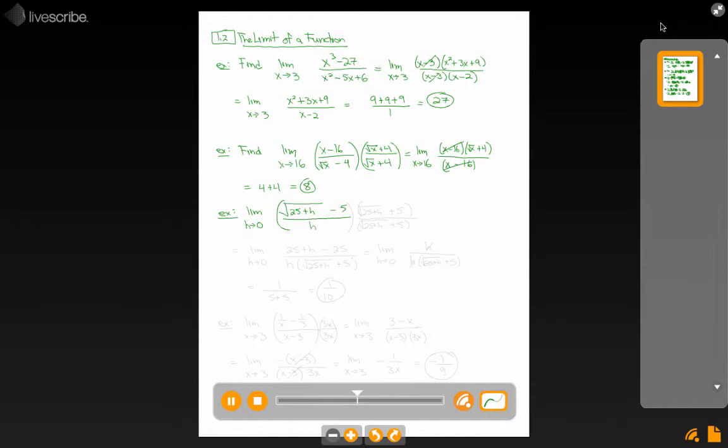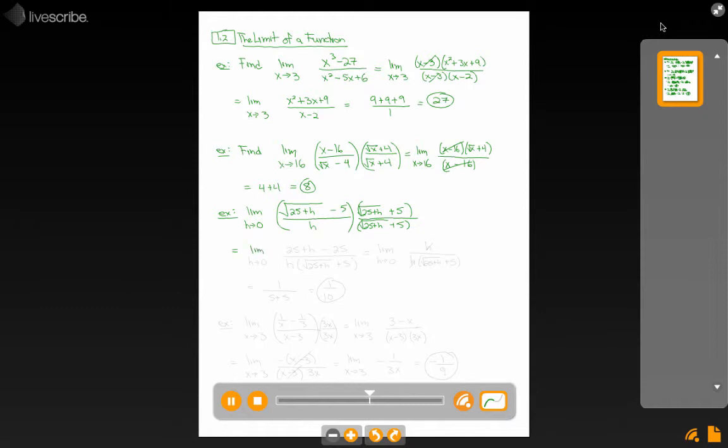Along kind of similar lines, we have in this case (square root of 25 plus h, minus 5) over h as h approaches 0. Can't just put in 0 because we've got a 0 divided by 0 problem. I can't factor anything, so my thoughts are, well, there's a square root there, let's try rationalizing. Rationalize the numerator this time, so square root of 25 plus h plus 5, and multiply that on the top and on the bottom. So what does that give me?